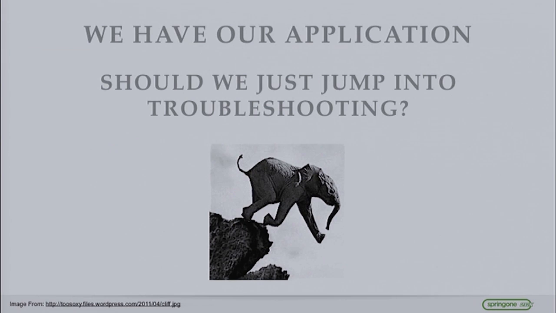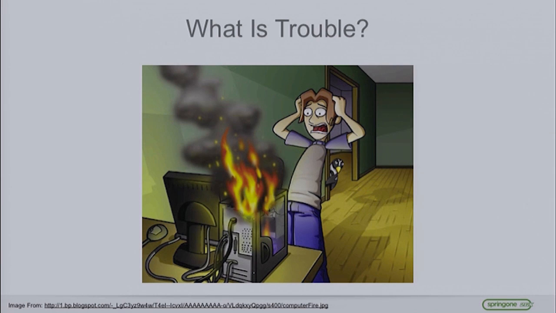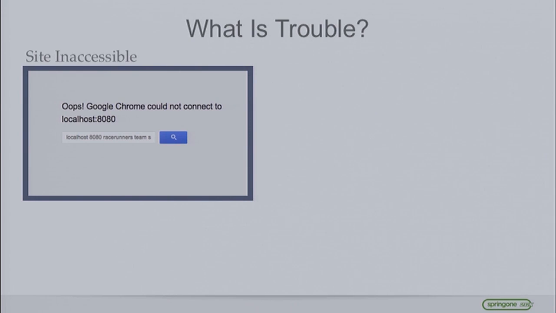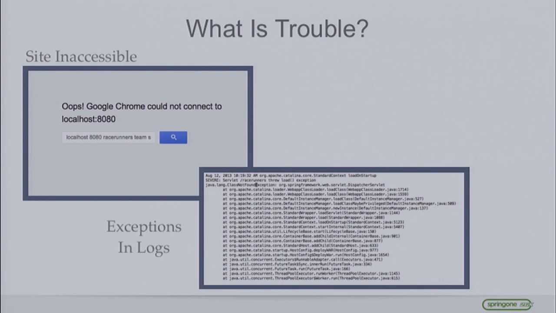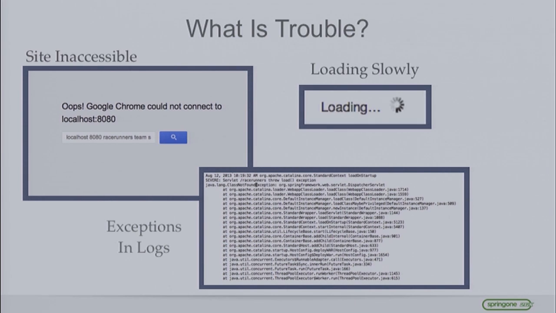All right, so we have our application. Are we ready to just jump in and start troubleshooting? Well, if you look at the picture, I think not. So let's go take a step back and think about what is trouble. My computer's not on fire, so everything's good, right? Well, not exactly. I would say trouble. If you can't even access your site, that's trouble. If you have exceptions in your log, that's probably another good sign that you're in trouble. If your site's running slowly, that's a good sign of trouble.